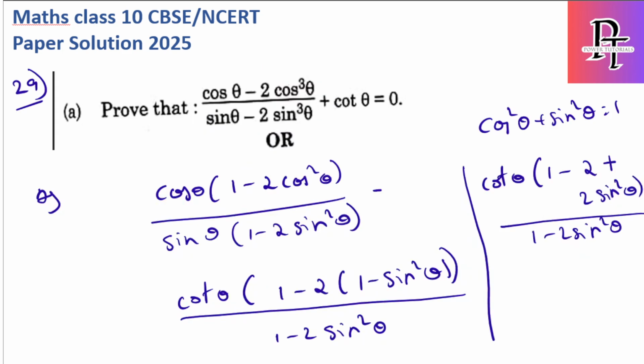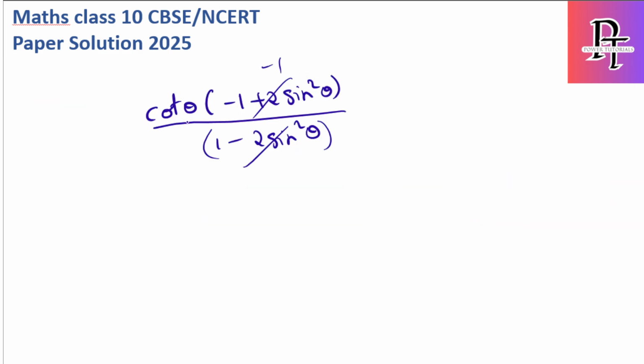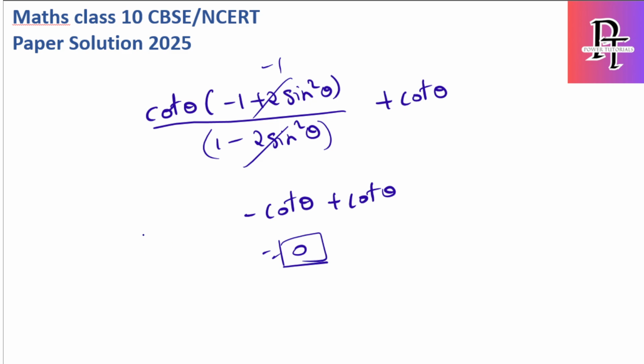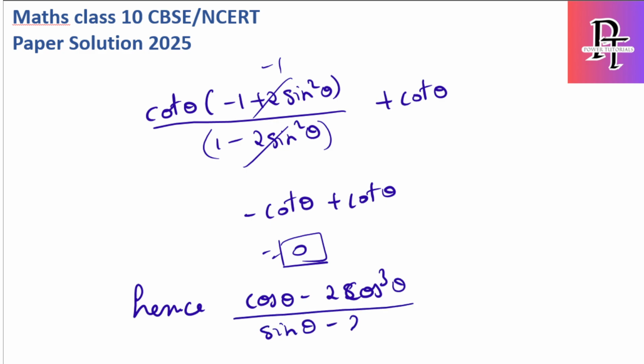We also have one term here, plus cot theta. So cot theta into minus 1 is minus cot theta. So minus cot theta plus cot theta, which is 0. Hence cos theta minus 2 cos cube theta by sin theta minus 2 sin cube theta plus cot theta is equal to 0.